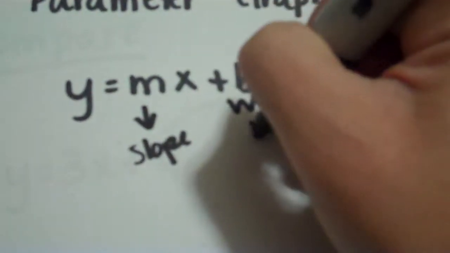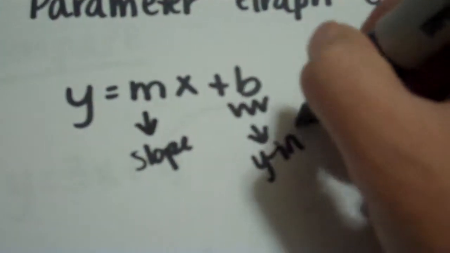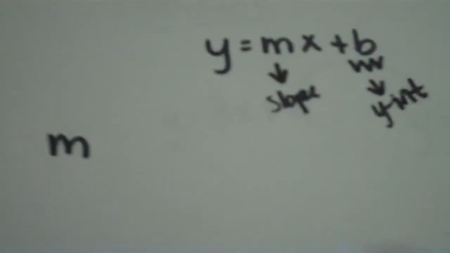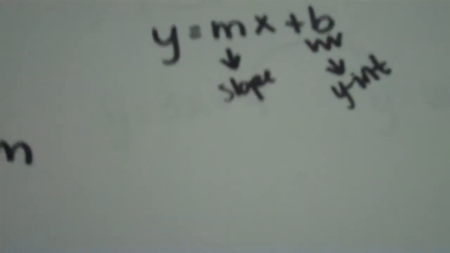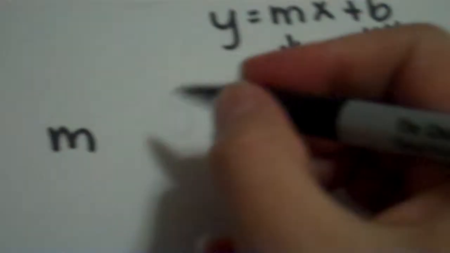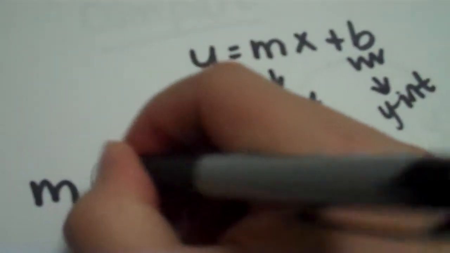Okay? Where m is the slope, and this b, the number not with x, is the y-intercept, where the line crosses the y-axis. Okay? Now m. There are 2 different things to remember about m. First one: if it gets closer to 0, it gets less steep, or you could think of it as flatter. Closer to 0 is less steep or flatter.